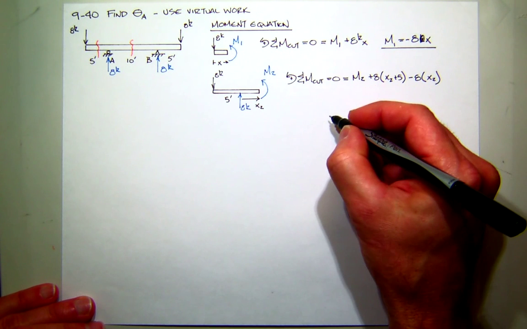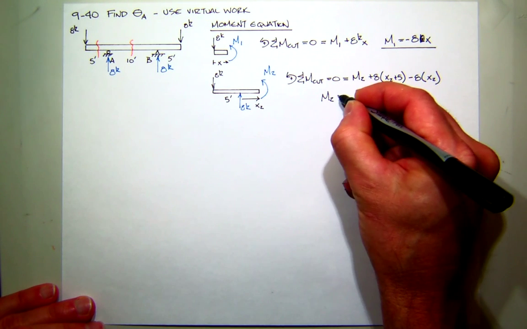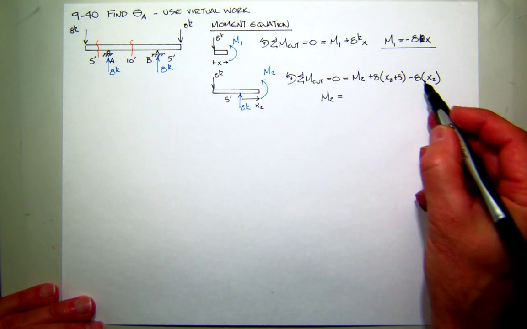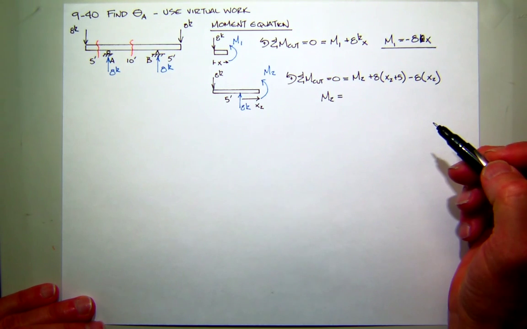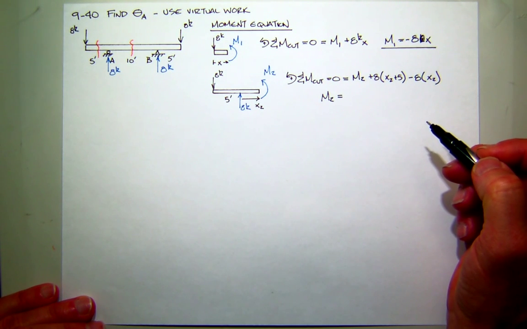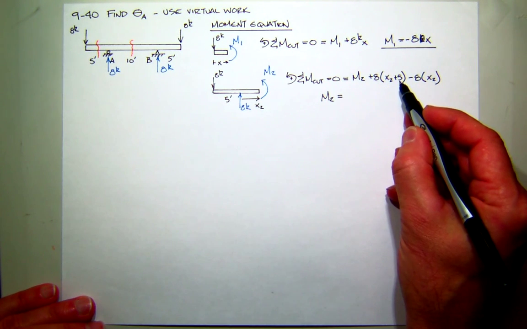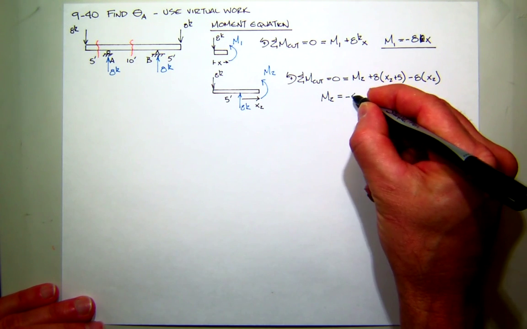So what is the moment 2 equal to? Well, I've got positive 8x2 and negative 8x2. It looks like they cancel. And I'm just left with 8 times 5, which is 40. So this looks like it's a constant moment of negative 40.